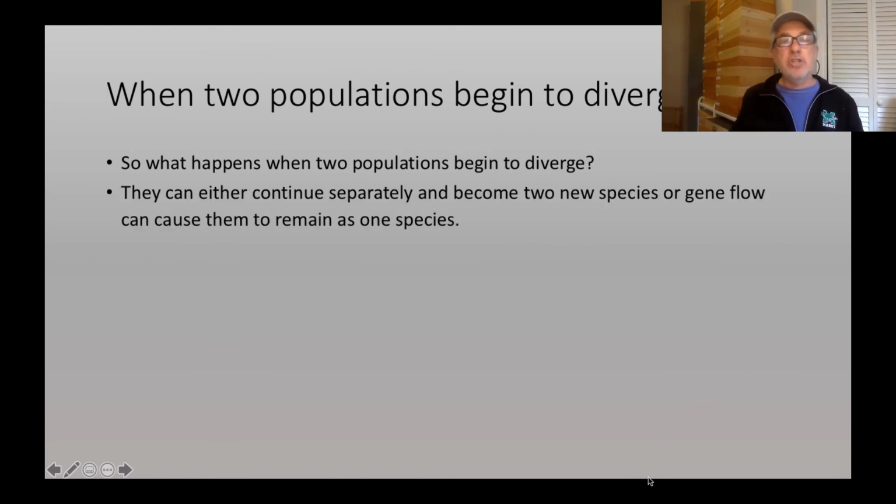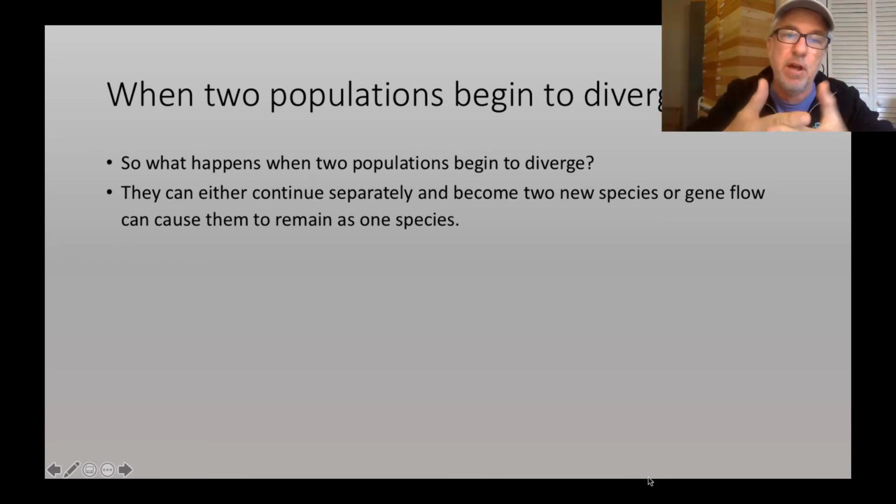So what happens when two populations begin to diverge? They can either continue separately and become two new species, or gene flow can cause them to remain as one species. Those are the two choices. And so it must be in evolution that a lot of lineages start to split and then come back together due to gene flow. But at the same time, a lot of lineages start to split and never come back together.